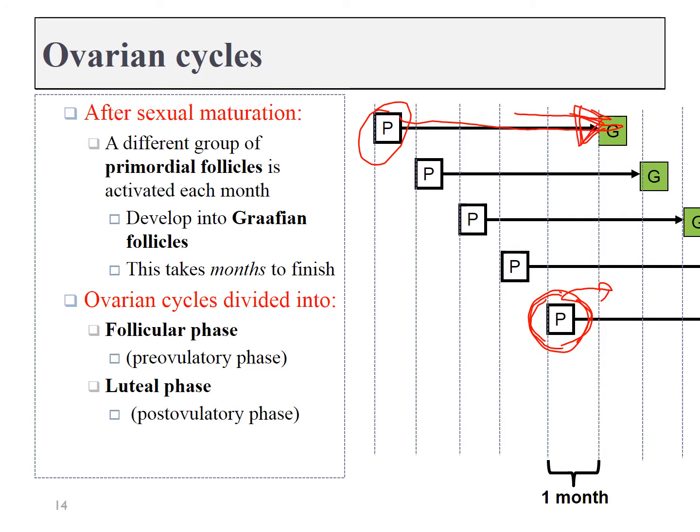And for the next few pages, we're going to pretend like it only takes 1 month for this primordial follicle to develop into a Graafian follicle. Just keep in mind, we're not really talking about the same follicles.